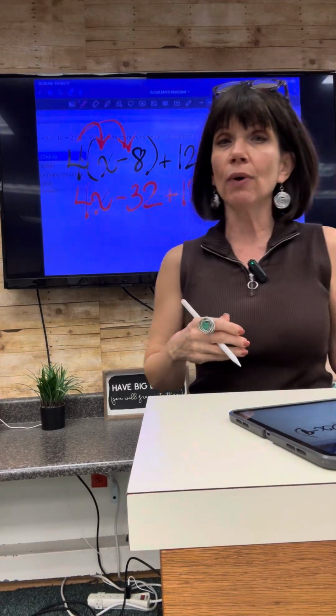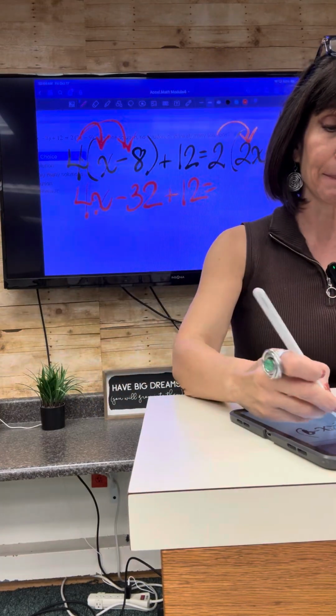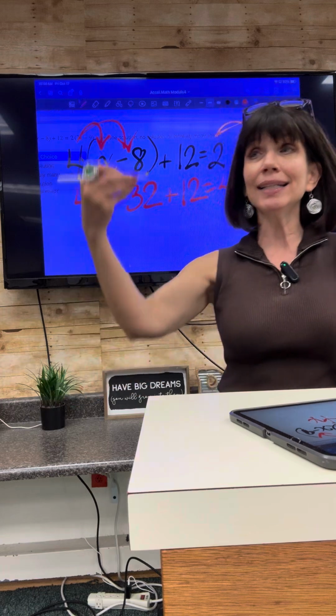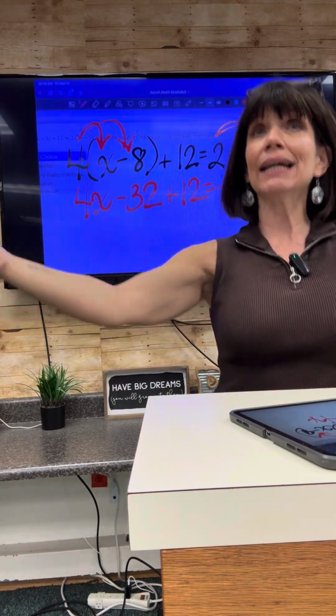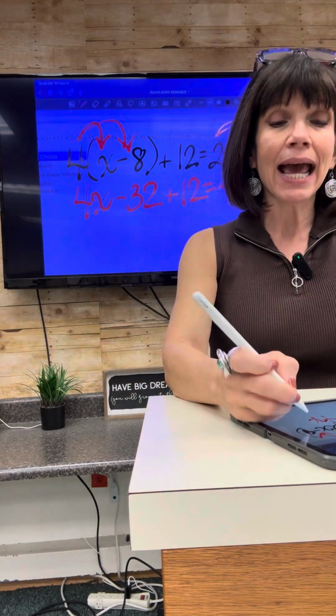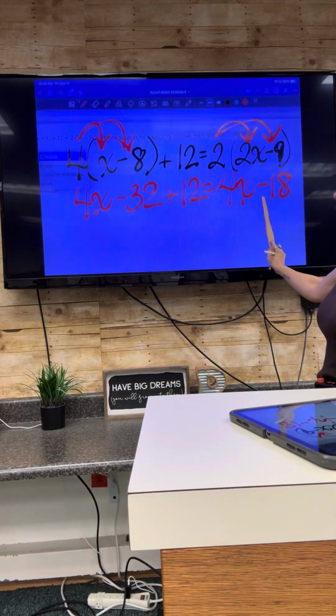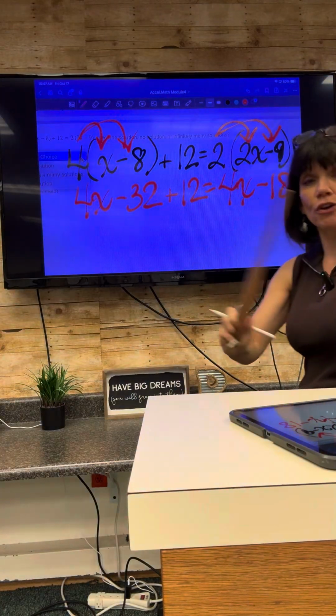2 times 2x. I'd love to hear everybody. 4x. And then 2 times negative 9. Negative 18. And it gets written as if it is minus 18. And that is okay.